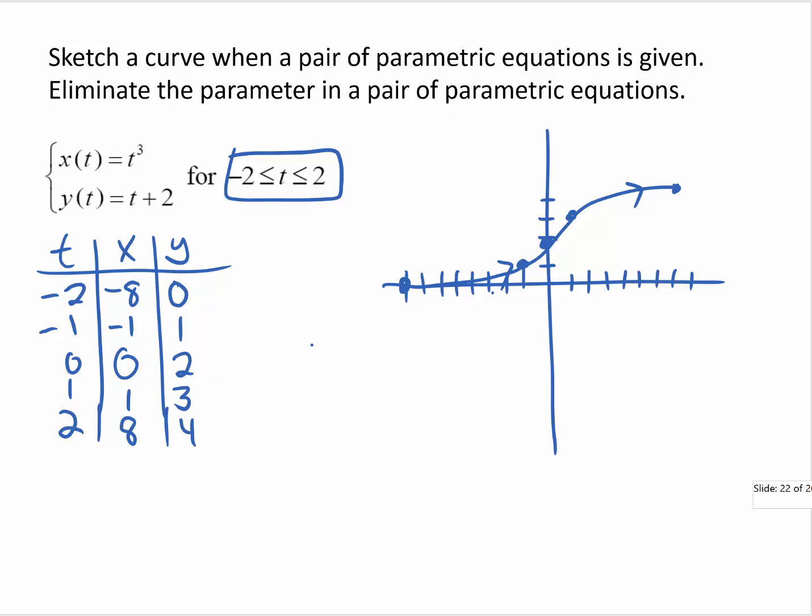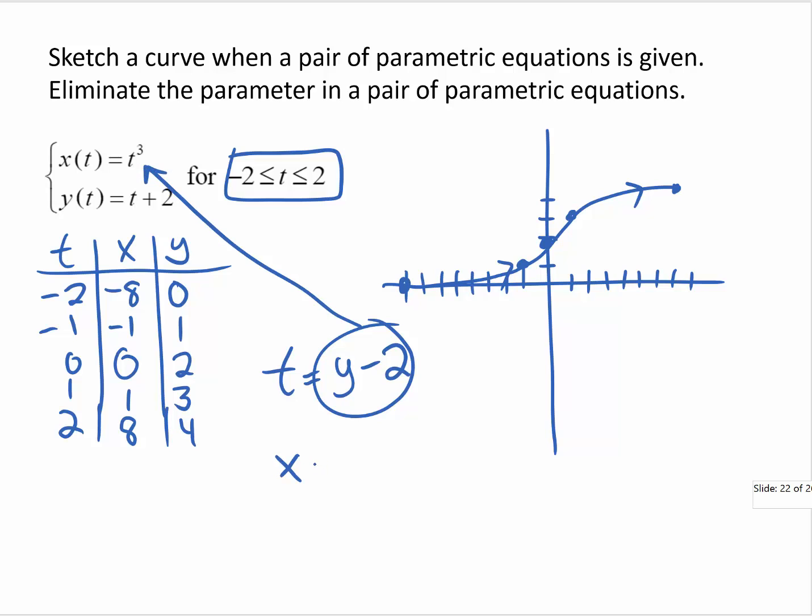Now let's go ahead and eliminate the parameter. So you pick one of the equations and often solve it for the parameter. So I'm going to solve the second equation for t. That would be y minus 2, and then I'm going to take the y minus 2 and plug it in for t in the first equation. So x is going to be y minus 2 cubed.